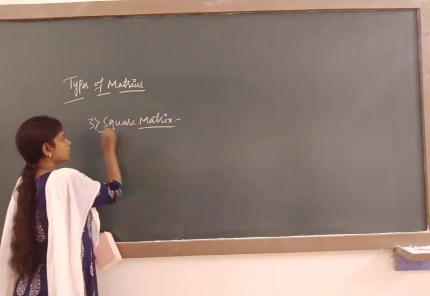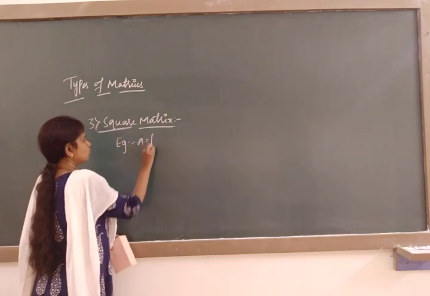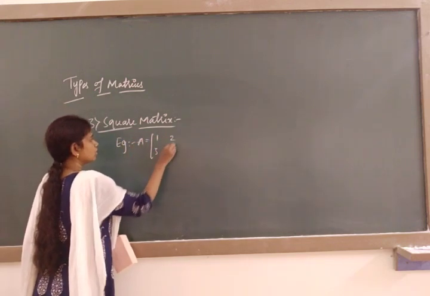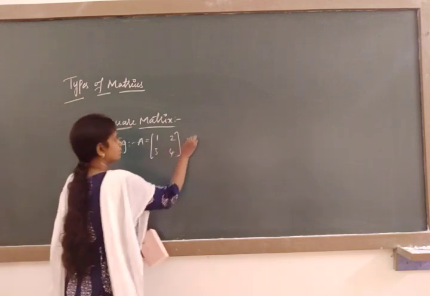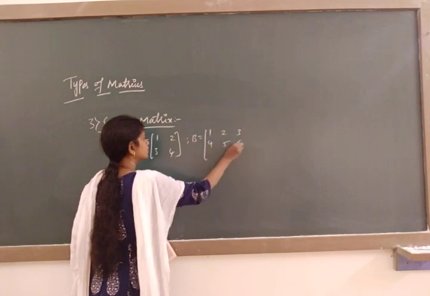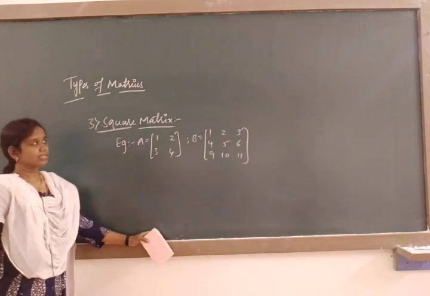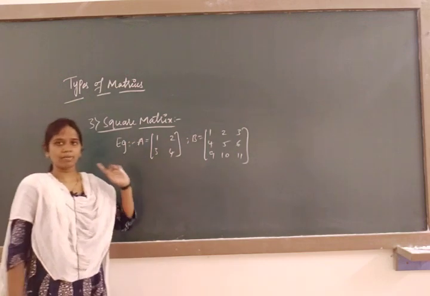So what does a square matrix mean? Take an example: A is equal to [1, 2; 3, 4], and take one more example: B is equal to [1, 2, 3; 4, 5, 6; 9, 10, 11]. By taking these examples, we can define the square matrix.